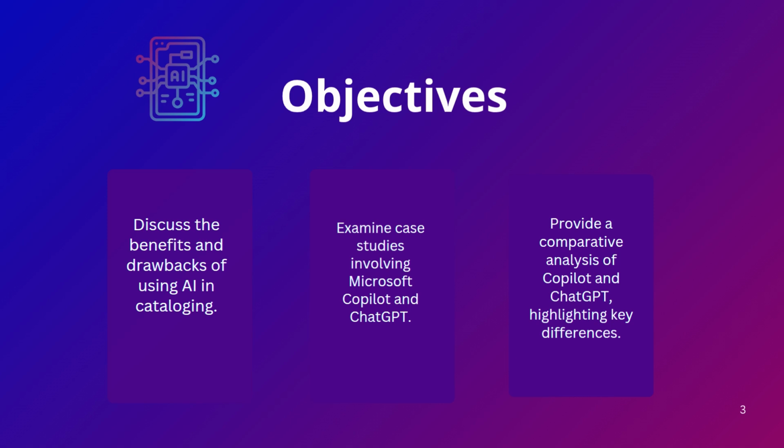Our objectives are to discuss the benefits and challenges of using AI in cataloging records, to show how we tested Copilot and ChatGPT in our cataloging work, to combine both tools and highlight their key differences.